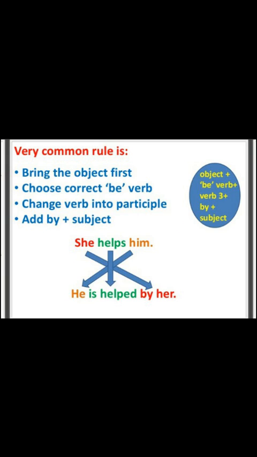After that, when you change active voice into passive voice, always use the participle. It means the third form of the verb. Help is the first form, and helped is the third form. He is helped. Then by is used, add by after the third form of the verb, and then the subject. The subject is she, and when we convert she into object, it becomes her. Now, he is helped by her, it is your passive voice.